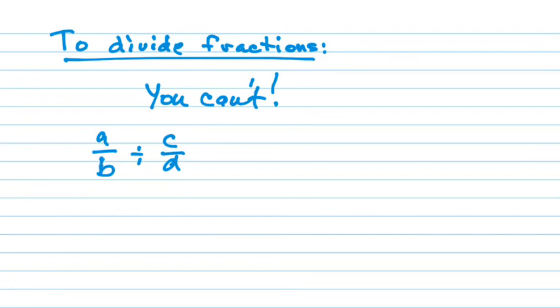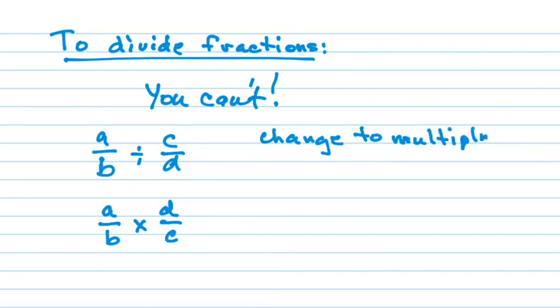All right. So A over B, will A over B change? No. Division will become what? Multiplication. And C over D will become what? D over C. There you go. Reciprocal. Wait, how come A and B didn't flip over? Change to multiply. Does it matter? Yes, it does. By the reciprocal.